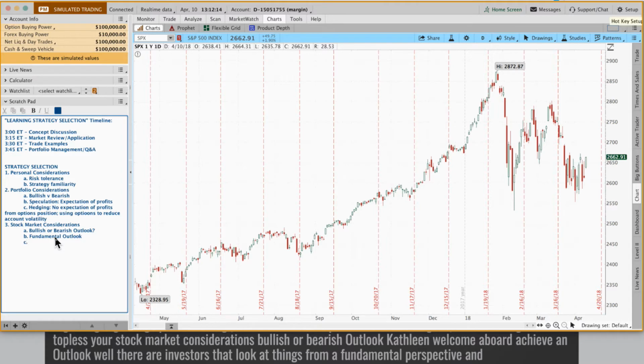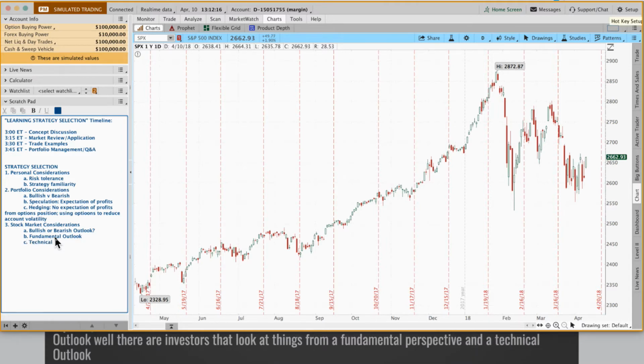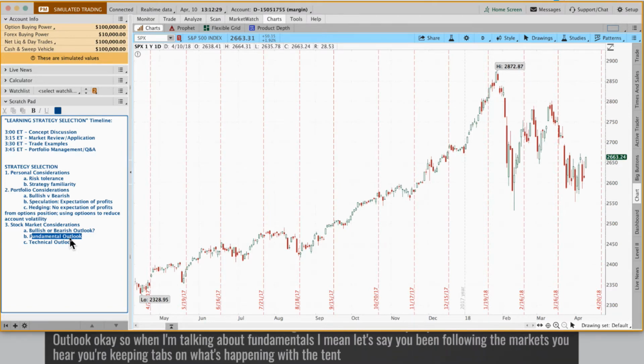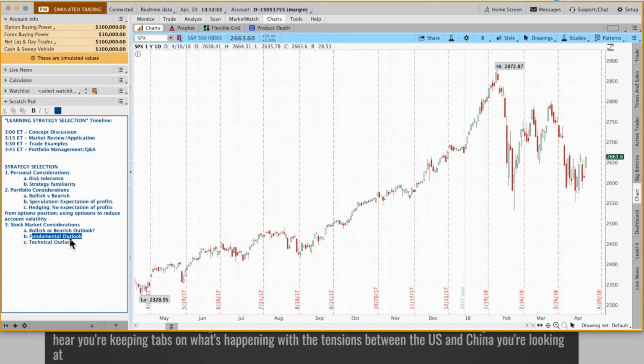And a technical outlook. Okay? So when I'm talking about fundamentals, I mean, let's say you've been following the markets, you're keeping tabs on what's happening with the tensions between the U.S. and China. You're looking at economic releases and keeping track of the employment situation. You're looking at CPI and PPI and GDP and all of those numbers.